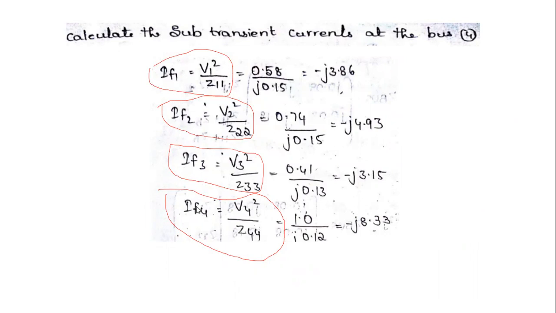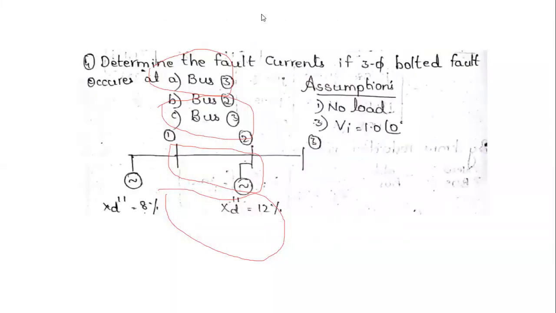These are the subtransient currents, or the short circuit currents, that will be obtained at all the buses. This is the subtransient current obtained at bus 1, this is the subtransient current at bus 2, this is the subtransient current that will be obtained at bus 3, and this is the subtransient current at bus 4. These are the values for the subtransient currents at all the buses.